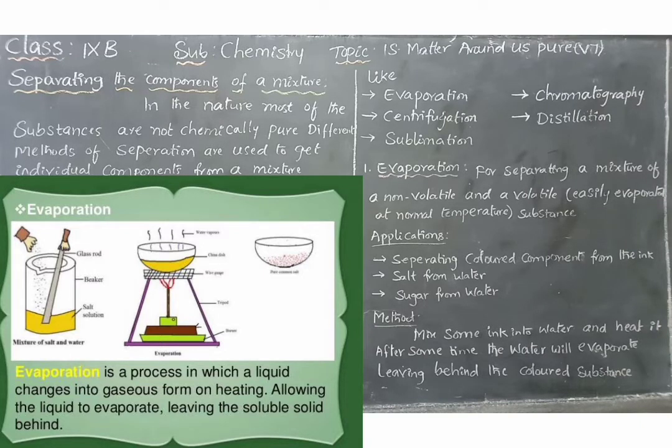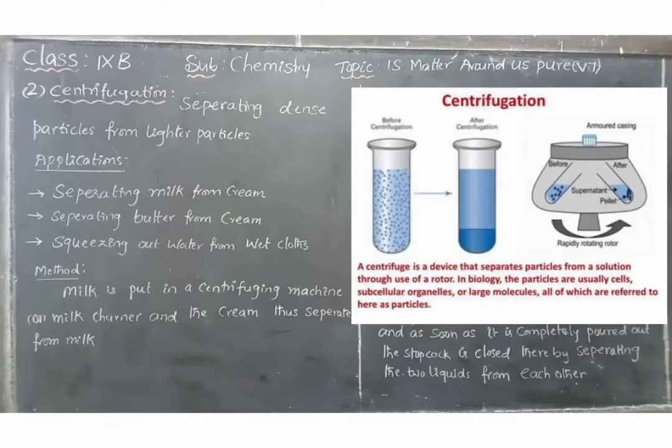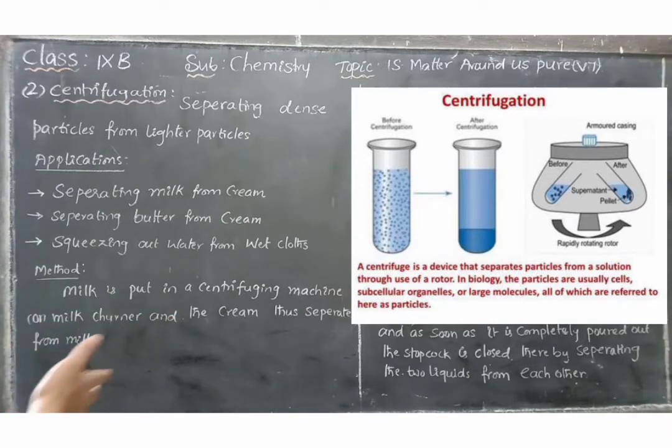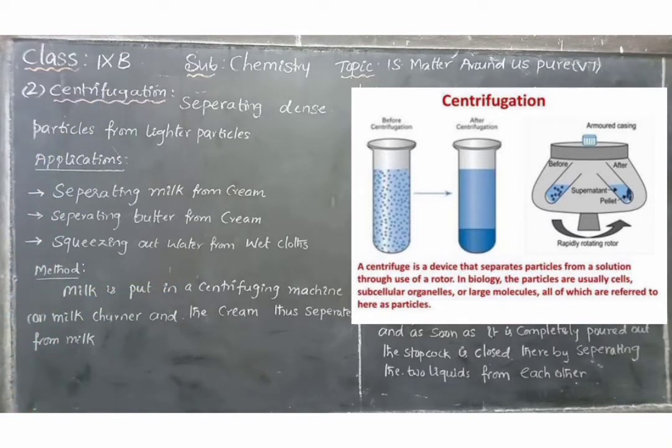Next we will discuss centrifugation. Centrifugation is the next technique, for separating dense particles from lighter particles. If you take any solution with lighter particles and dense particles, where the density is more than that of the other particles, and I want to separate only the dense particles from the lighter particles, the technique we use is centrifugation. An application of centrifugation is separating cream from milk. Separating butter from cream uses the same technique.